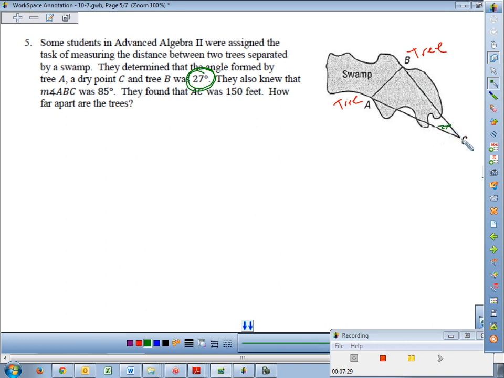Plus, it's kind of obvious this is the dry point. That's where you're measuring stuff from, right? I mean, you're not standing in the swamp or anything like that. You're standing over here. Cool, so that's where you're measuring stuff from.